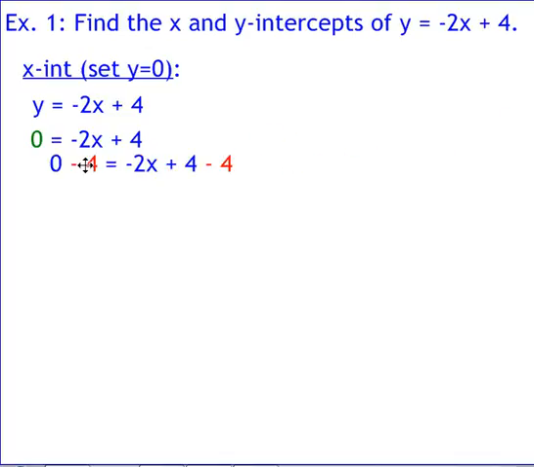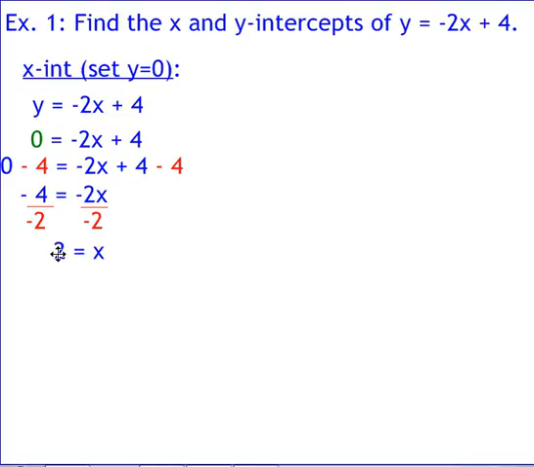Subtract 4 from both sides of the equation. And that will leave us with a negative 4 on the left and a negative 2x on the right. We want to solve for x, so divide both sides by negative 2, and we get an x-intercept of x equals 2. That means that the graph crosses the x-axis at x equals 2. We'll look at the graph shortly, but first let's find the y-intercept.